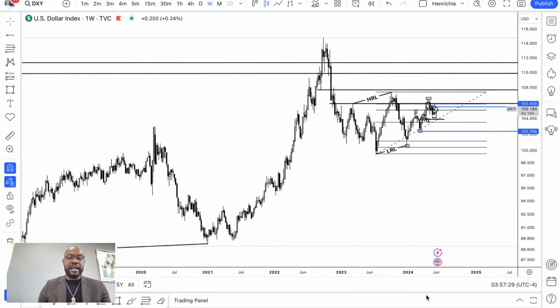Let me just pull that out again. So this is the consequent encroachment resting right here. So we'll go to monthly time frame. You can see basically after price mitigated that consequent encroachment, after mitigating it, that was when we started to see this rejection to the upside.